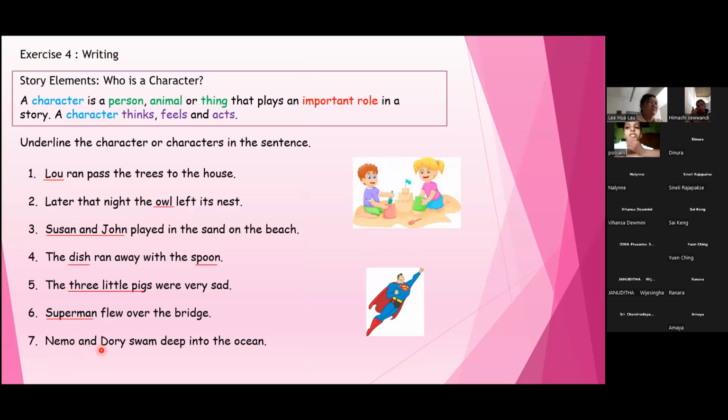Okay, read number 7, please. Nemo and Dory swam into the ocean. Very good. So who are the characters of this story? Nemo and Dory. And what did they do? Swam deep into the ocean. Very good. So I hope you have understood very well the characters and what they do, feel, and think, which is what we need in a story. Okay.